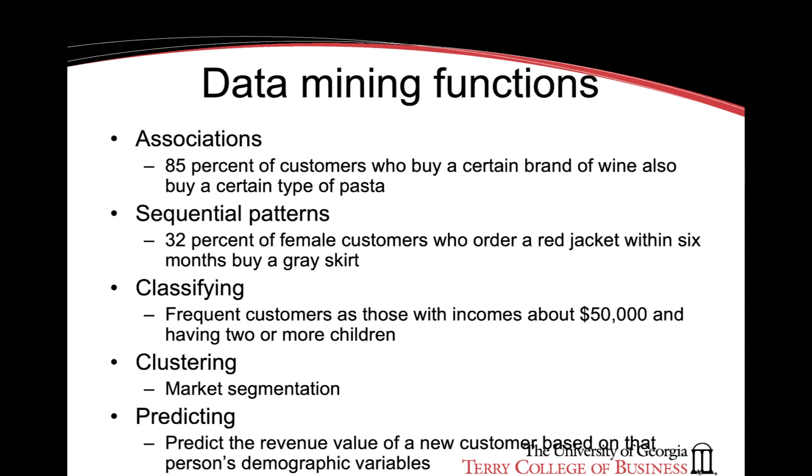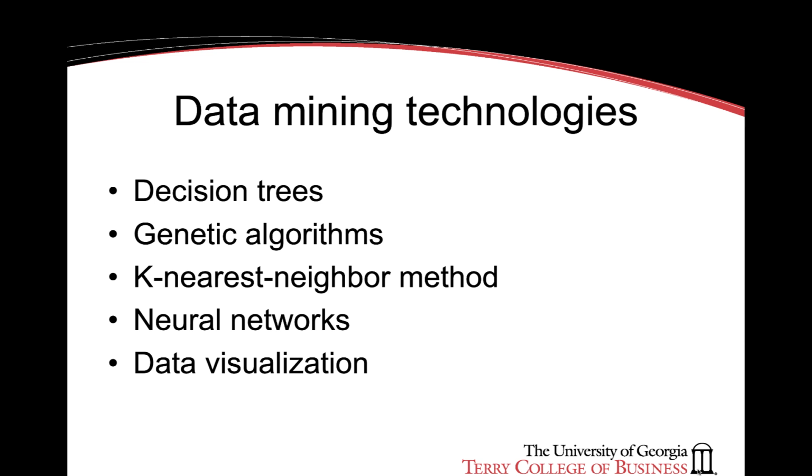Associations, sequential patterns, classifying, clustering, and predicting are different functions that are available when one uses data mining tools. Here are some examples of what is involved when one uses associations, sequential patterns, classification, clustering, and predicting. A variety of data mining technologies are also used, for example, decision trees, genetic algorithms, k-nearest neighbor methods, neural networks, and data visualizations are another way to identify patterns in data.